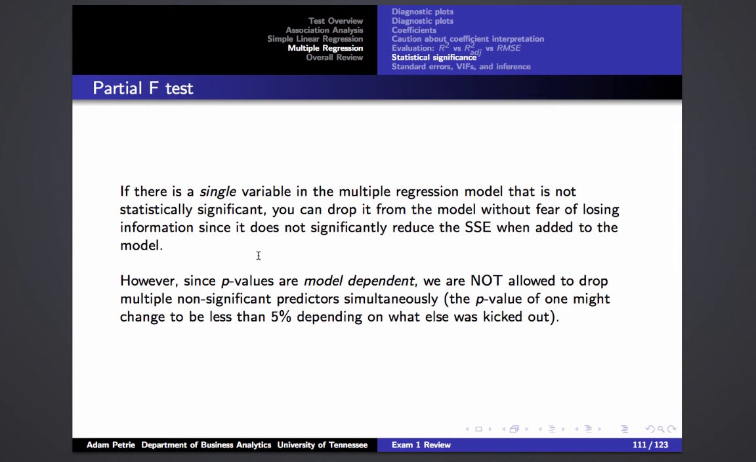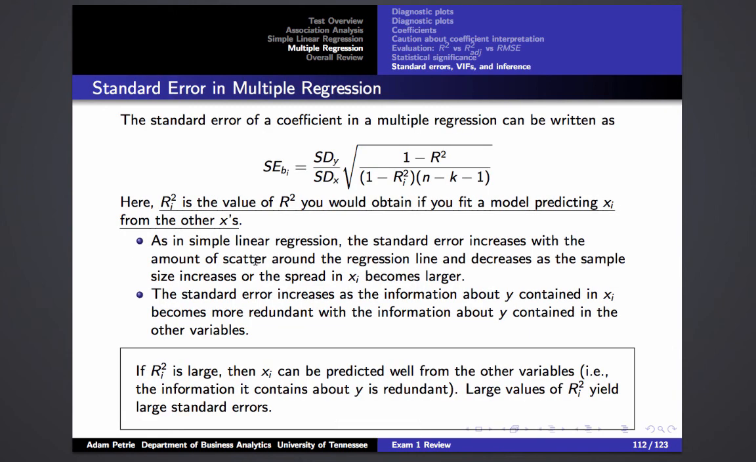In order to determine if we can drop a set of variables, you need to perform the partial F test. So this is more of a topic for the take-home exam, but something to keep in mind for the in-class as well. You're only allowed to drop one variable at a time.